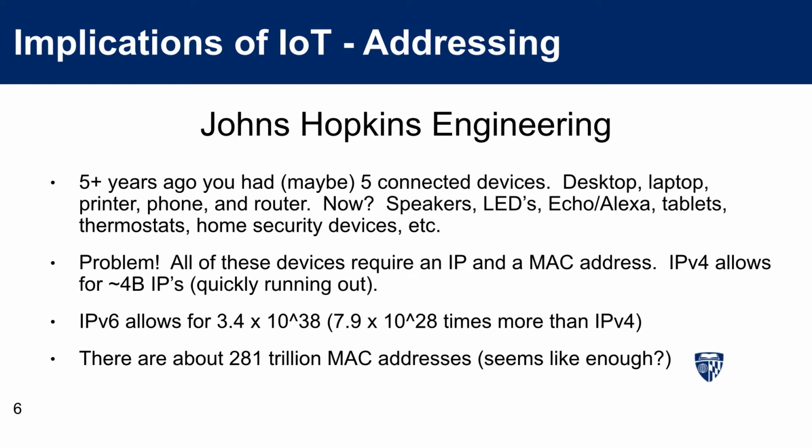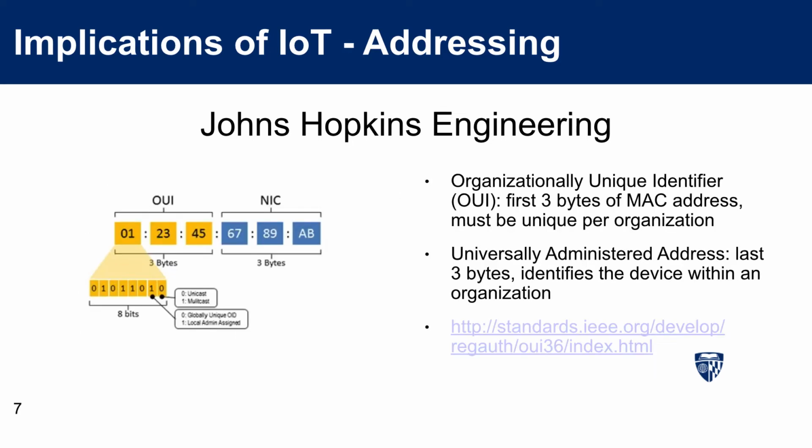Now MAC addresses are slightly different. A MAC address is a 48-bit unique identifier, as you'll see here, and it's broken up into two 3-byte sections. In the front you have the OUI, which is the organizationally unique identifier. You can see some of the bits signify different things within that first byte there. But the OUI is basically an identifier that's unique and identifies the organization that manufactured the device.